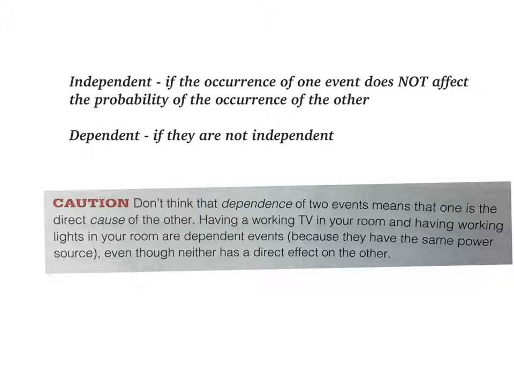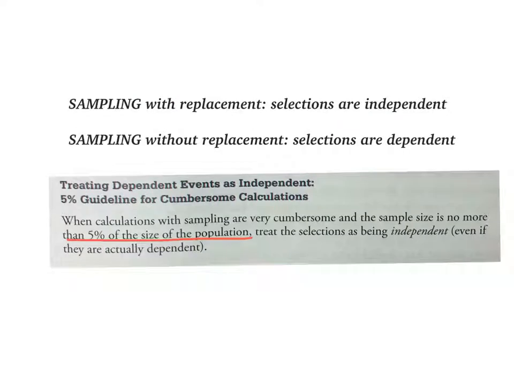All right, a few more words here. Independent means the occurrence of one event does not affect the probability of the other. Dependent means they're not independent, which means one event does affect the probability of the other. Big word of caution: don't think that dependence of 2 events means that one is a direct cause of the other. They don't cause each other. Having a working TV in your room and having working lights are dependent because they have the same power source, even though neither one has a direct effect on the other. So we're more interested in the effect, not whether they're coming from the same source.